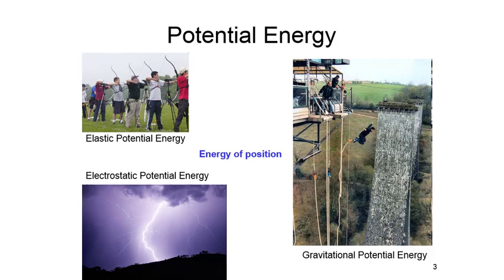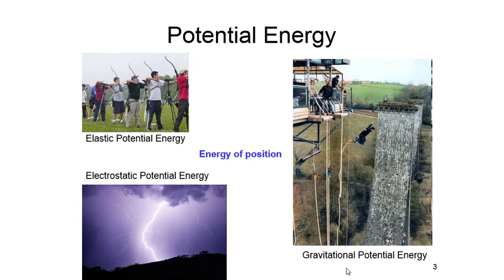Another type of potential energy is called gravitational potential energy. If you think of someone standing up here, they have the potential to have a lot of kinetic energy. If they just take a step off, then they're going to start to gain kinetic energy as they fall lower and lower and lower. So objects that might fall downwards have what we call gravitational potential energy. And this is the one we're going to focus on right now.